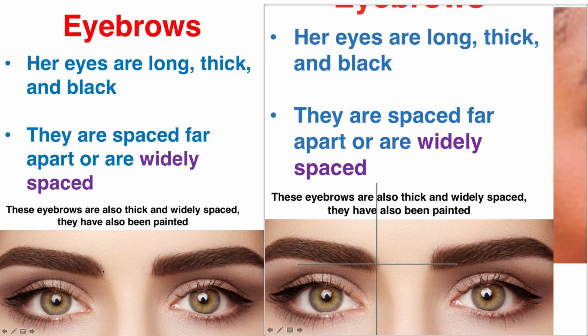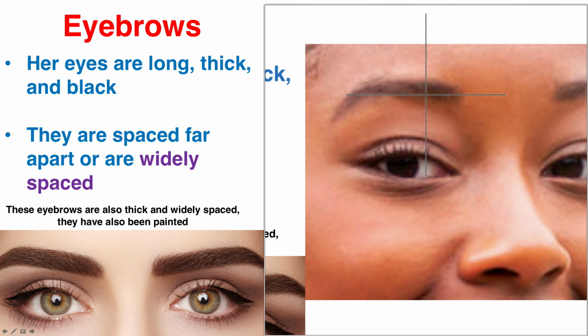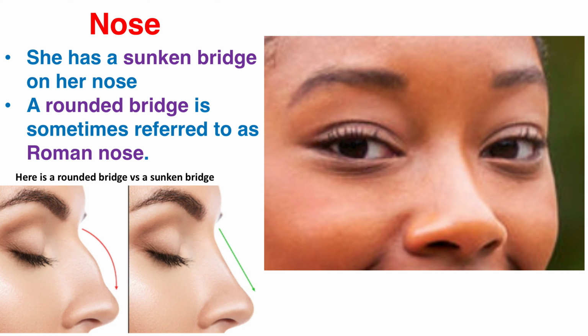Another detail you can add with these eyebrows is that they are painted, or they have makeup in there, so they look like they're even thicker. So thick, long, brown, painted eyebrows. All right. Her eyebrows are actually not painted, so her eyebrows are natural.